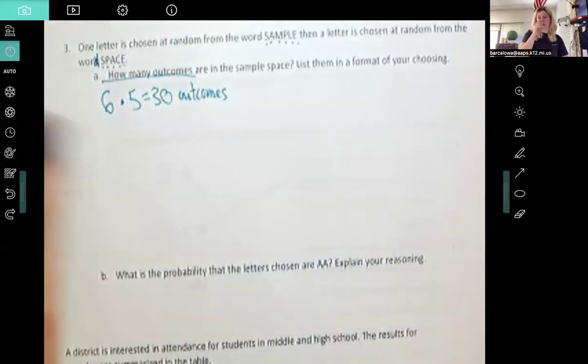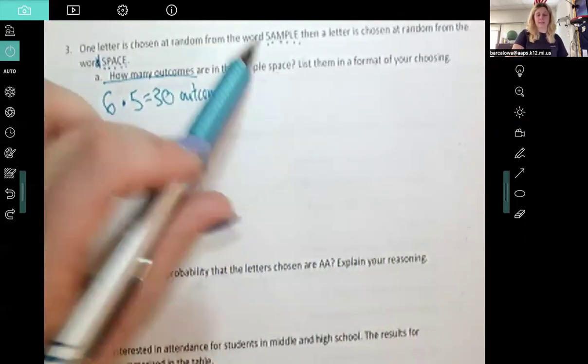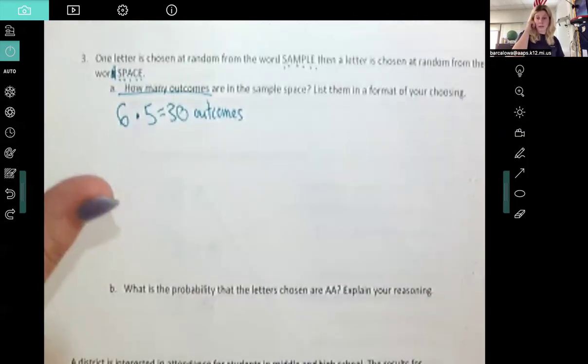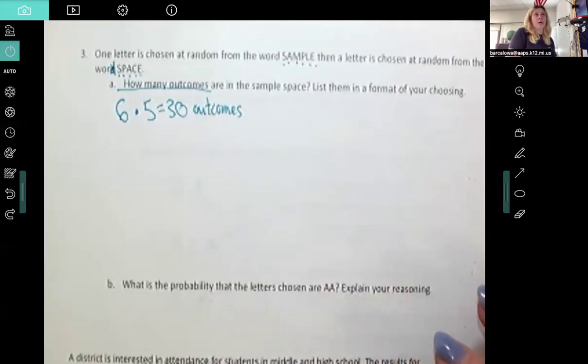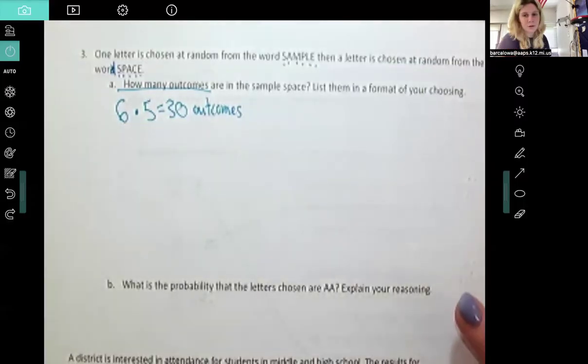Some other ways that this could be counted: rolling a 6-sided die would be 6, right? Drawing a card from a deck would be 52. Sometimes we have those spinners that have like 3 outcomes to them. List them in a format of your choosing. There are so many different ways to do this. The list itself is kind of the most annoying one. I'll show you guys a table and a tree, and maybe I'll show a list.